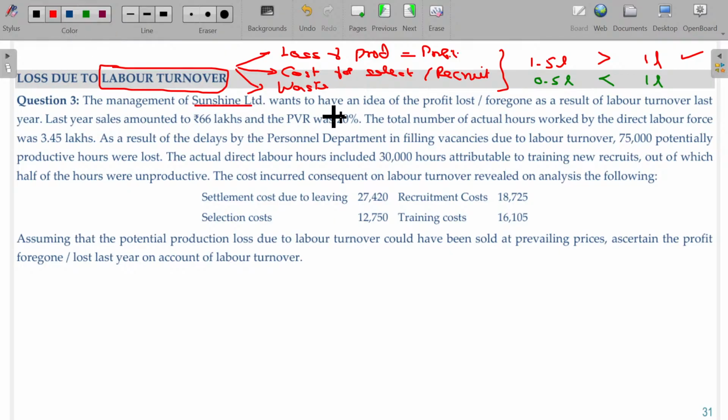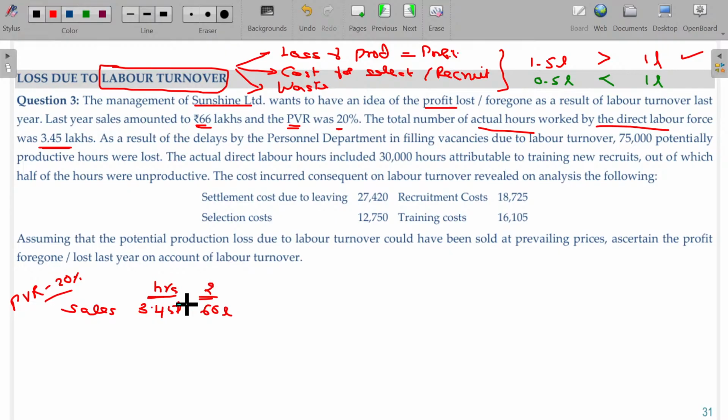The management of Sunshine Limited wants to have an idea of the profit lost or forgone as a result of labor turnover last year. Last year sales amounted to rupees 66 lakhs, with PVR being 20%. So sales in the last year being 66 lakhs, where the PVR is 20%. The total number of actual hours worked by the direct labor force being 3.45 lakhs. So this much of hours they worked, and this is the amount of sales they can achieve.